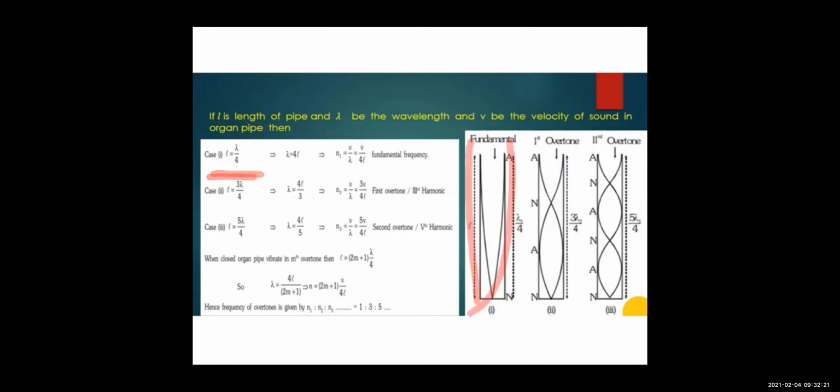Okay, children. Now for case number 1, the length of the pipe is equal to lambda by 4. So lambda equals 4L. Now we know that velocity equals frequency into wavelength. V equals n lambda. So n equals V upon lambda, and lambda is 4L, so n equals V upon 4L. Right, now let's see the second case.